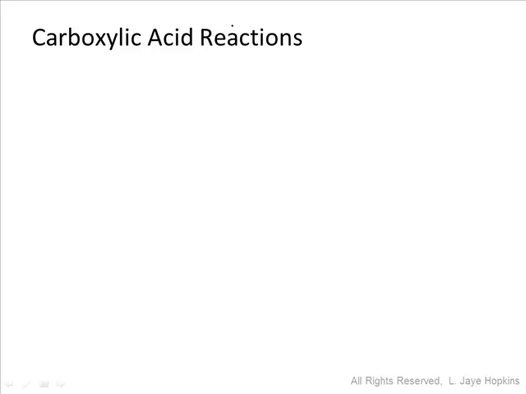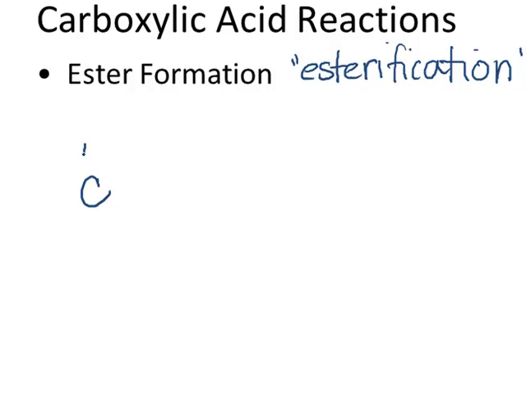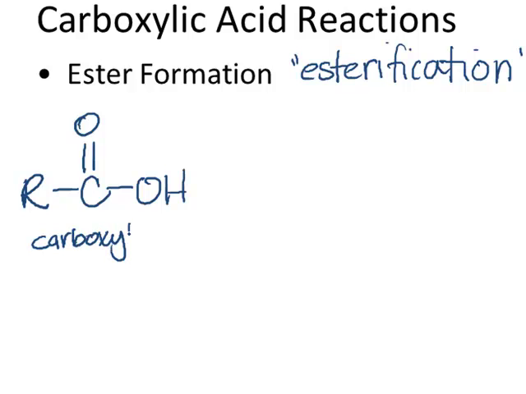In one of these reactions, carboxylic acids react with another molecule to form what's called an ester. This is called an ester formation reaction, or more commonly it's referred to as esterification. Esterification is a reaction that involves two different organic molecules. One is a carboxylic acid. We know the structure of a carboxylic acid consists of a carbonyl bond that also is connected to an OH group on one side and an R group or a hydrogen on the other side. This is a carboxylic acid.